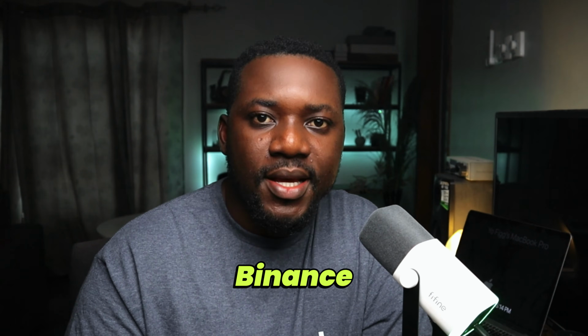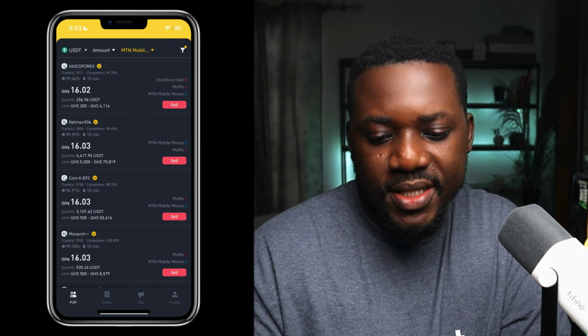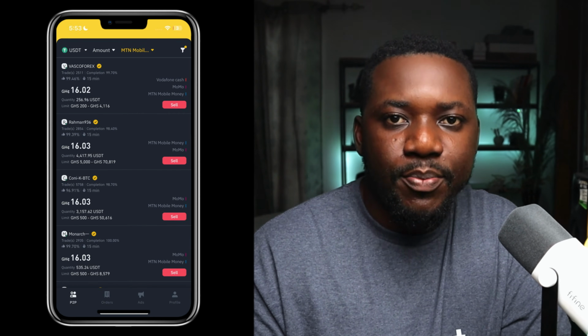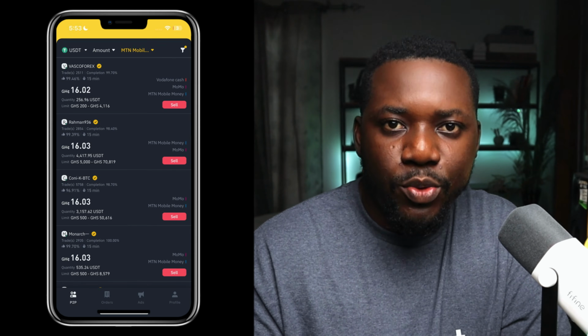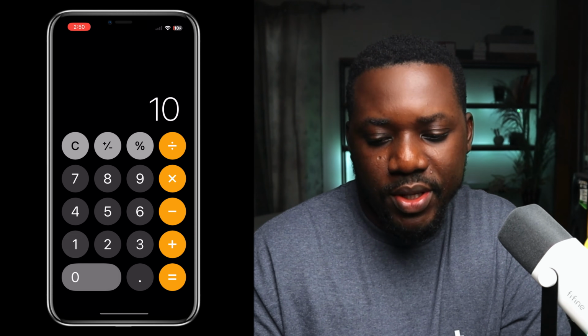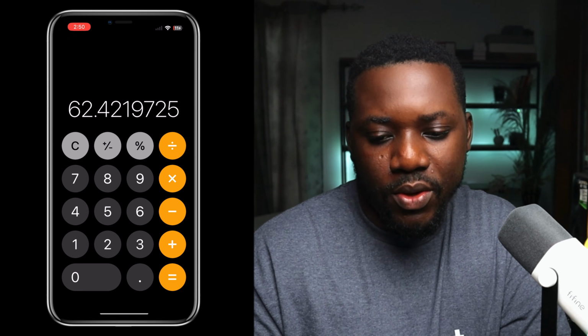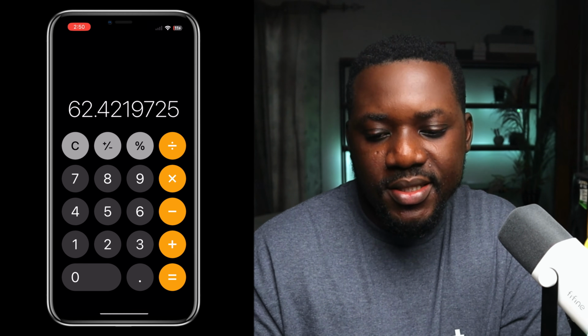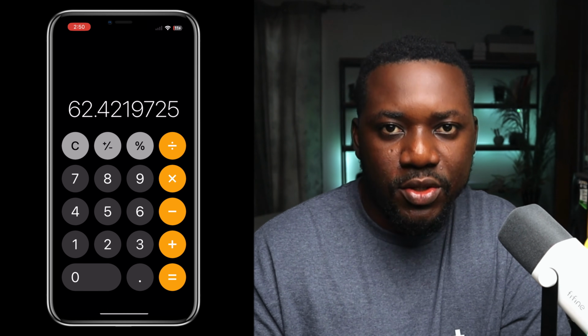Now let's look at how you can make money through Binance P2P trading. Let's take, for example, this person who has this sell order here at 16.02. It means that if someone comes in here and sells crypto worth 1,000 Ghana cedis to them, they are now buying at 16.02. Let's divide this by 16.02. Okay, it means that they are getting 62.42 USDT into their account.